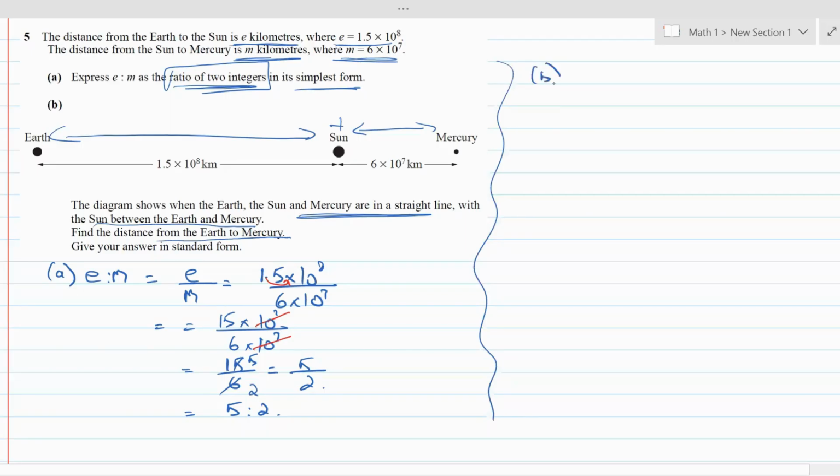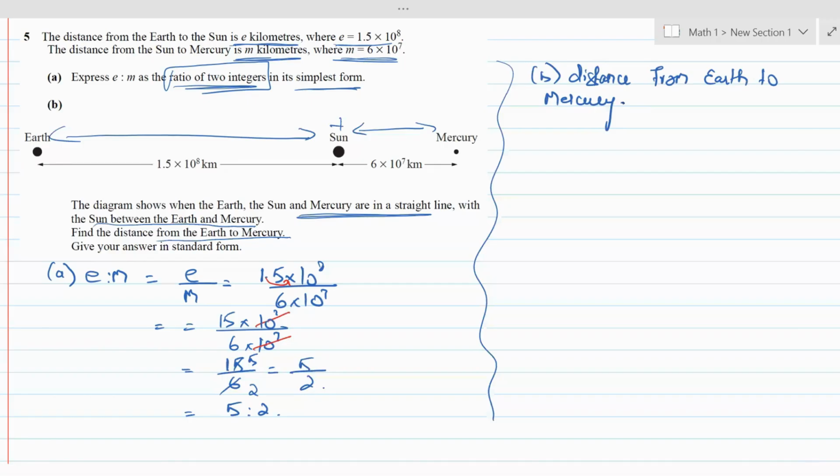Part B, distance from Earth to Mercury. It would be the Earth's distance to the Sun plus the Sun's distance to Mercury. So it would be Earth's distance to the Sun, which is 1.5 into 10 to the power 8, plus the Sun's distance to Mercury, which is 6 multiplied by 10 to the power 7.